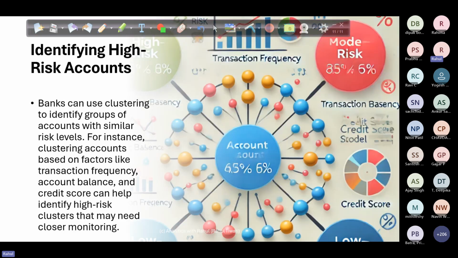Same way, identifying high risk accounts: banks can use clustering to identify groups of accounts with similar risk levels. For instance, clustering accounts based on factors like transaction frequency, account balance, and credit score can help identify high risk clusters that may need closer monitoring. So that is again one more use case which we can have. And again, all the use cases which I am talking about are coming from the finance or banking background.